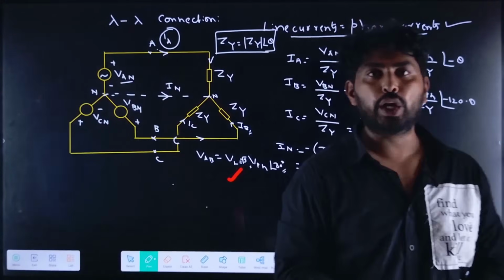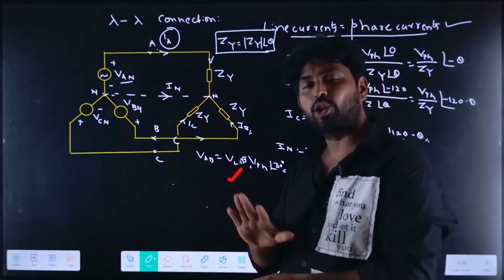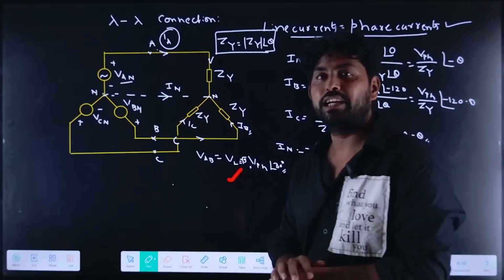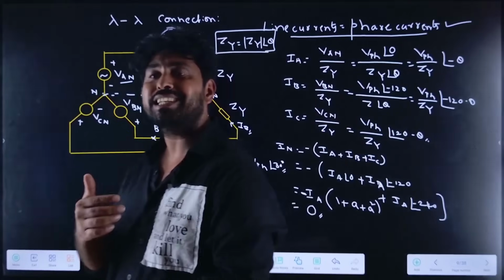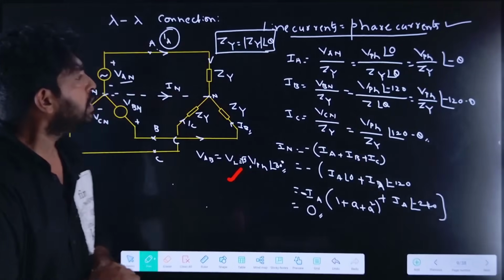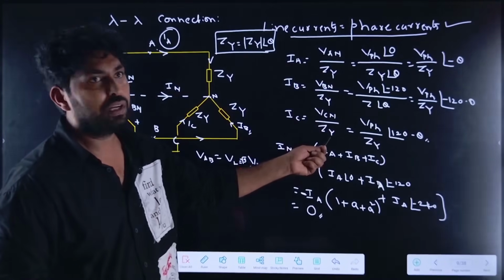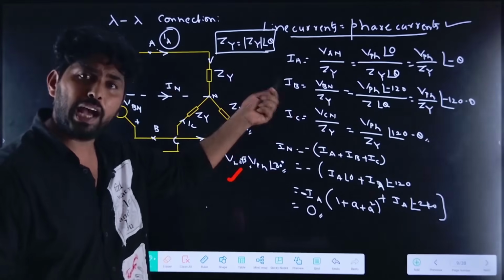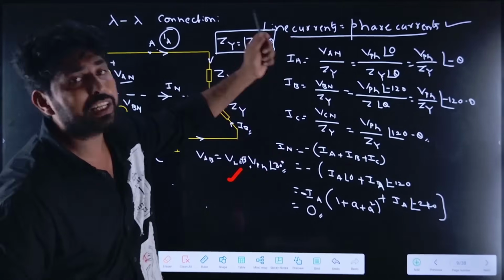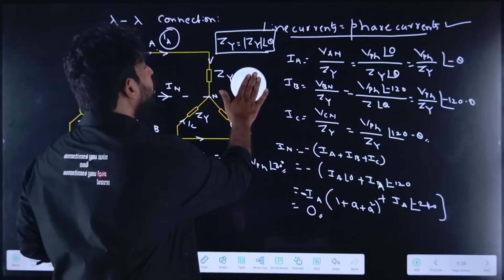What is an unbalanced load? If the impedances in each phase are not equal, we can call this an unbalanced load. So if impedances are not equal, what happens? Let us assume that these are Z1, Z2 and Z3. IA is not equal to IB, IB is not equal to IC, and IC is not equal to IA.